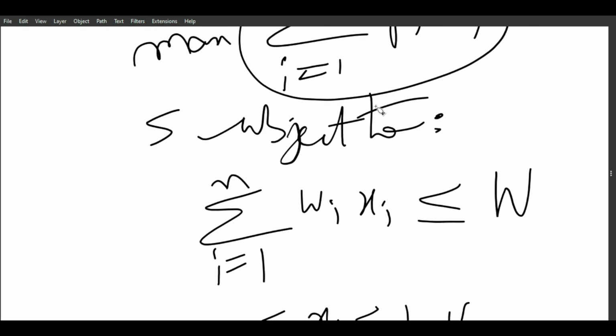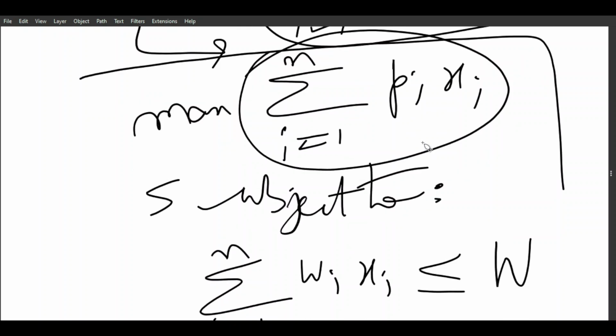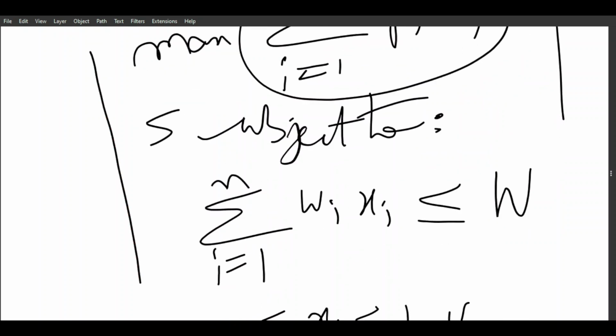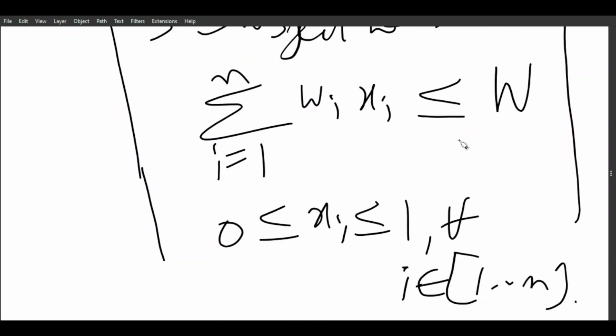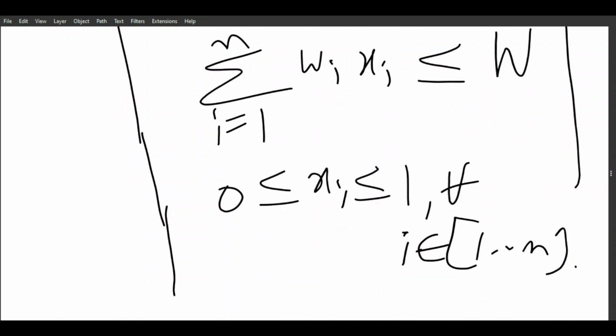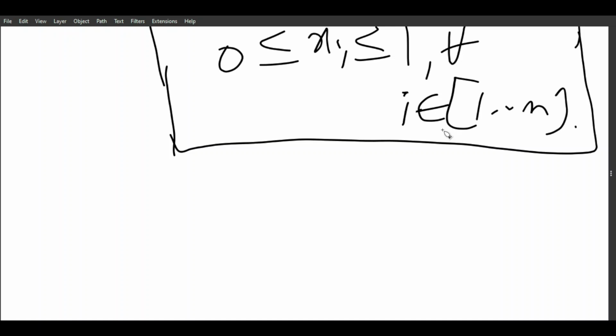So this is the linear programming formulation. Maximize the summation of pi xi, i varies from 1 to n, subject to the constraints: the summation of wi xi from i equal to 1 to n is at most capital W, and all variables xi, from i equal to 1 to n, lie between 0 and 1. So this is the linear programming formulation for the 0-1 knapsack problem. In short, the LP formulation.